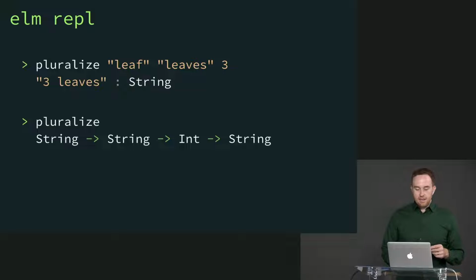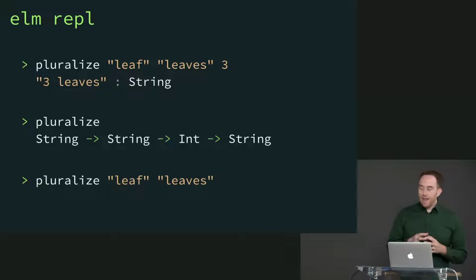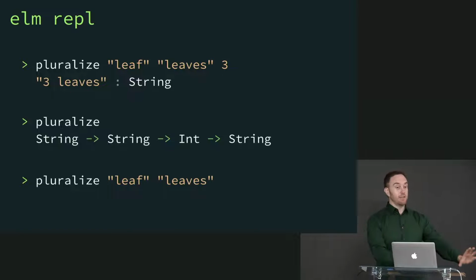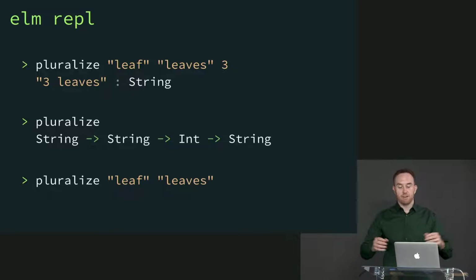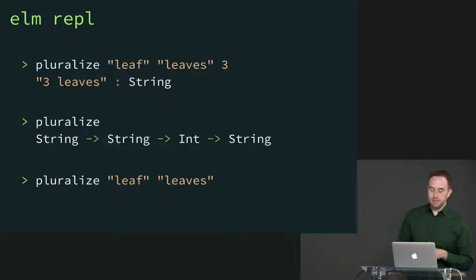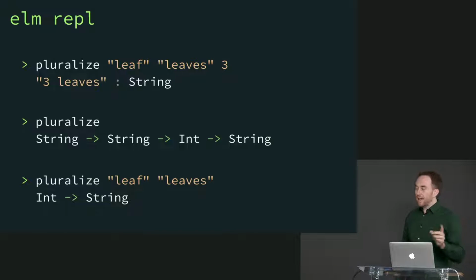Okay. Now, here's an interesting question. What happens if I put in pluralize leaf and leaves? Well, if you remember from earlier on in the workshop, we discussed partial application. When you call an Elm function and you leave off an argument, Elm says, oh, you're not done calling this function yet, so I'm not going to execute it yet. I'm not going to pass undefined or anything like that, because we don't have undefined. What I'm going to do is say, okay, you gave me 2 out of the 3 arguments. What I'm going to give you back is a function that takes the last argument and then finally finishes the job and returns the thing that the overall function returns.